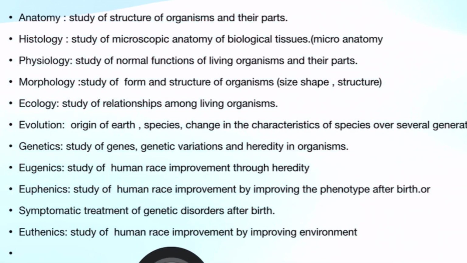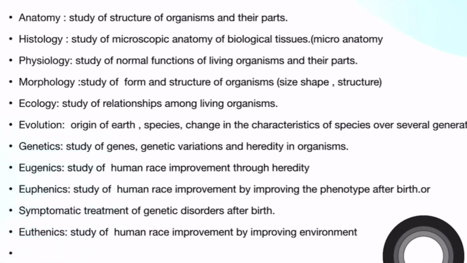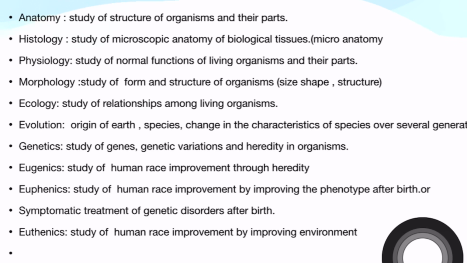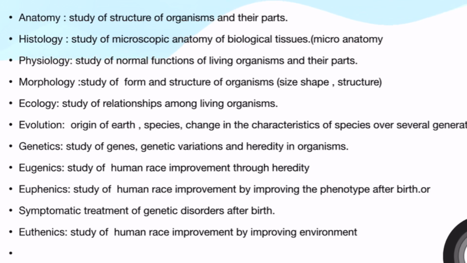Euthenics is the study of human race improvement by improving the environment. Here we are not improving the genotype or phenotype, but we are improving the surrounding environment so that the human race can be improved. So these are some branches of zoology.